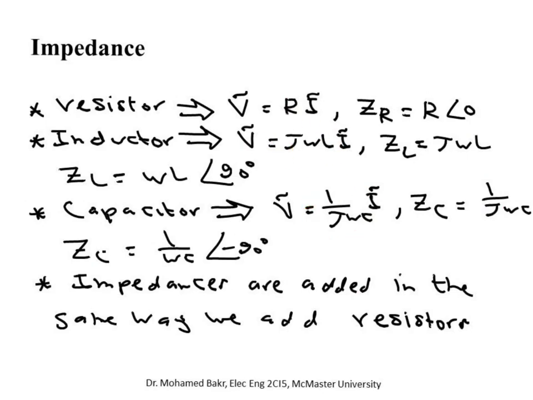And I have a word of warning. I don't want anyone to say that this is a real signal multiplying a real signal. This is a phasor multiplying a phasor. These are two complex numbers, and they are related to each other by a complex number. If you want to take this one to the time domain, you have to multiply by e to the j omega t, and then you take the real part.